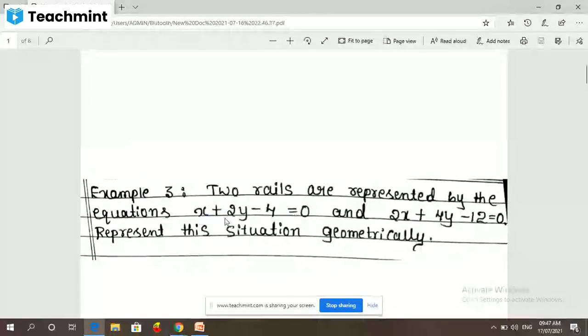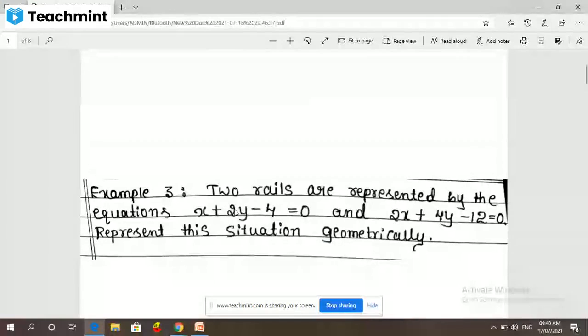Here, the first equation is in the form a1x plus b1y plus c1 is equal to 0, and in the second equation, a2x plus b2y plus c2 is equal to 0. Represent this situation geometrically. Only geometric representation is asked, because the algebraic representation is already given.